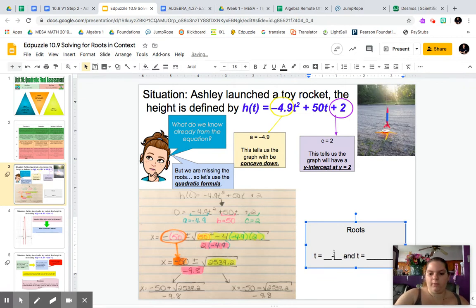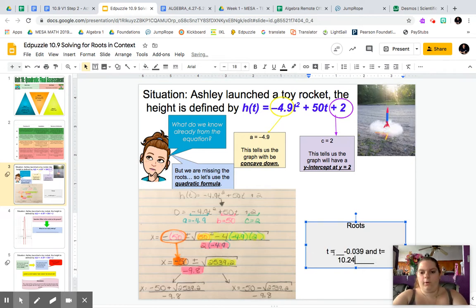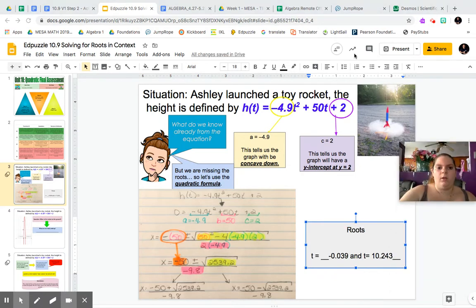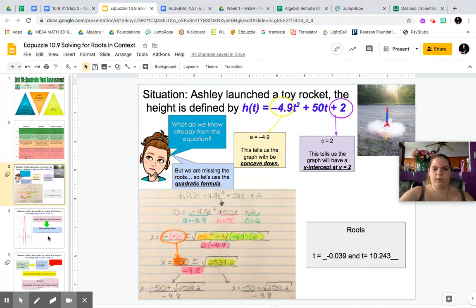So I have negative 0.039. I also have 10.243. Okay. If you guys are still having a problem with the Desmos calculator, myself and Ms. Kwong are more than happy to help you. So here are the roots. But I'm not so sure if we're done yet. Let's keep going. Let's present this again.